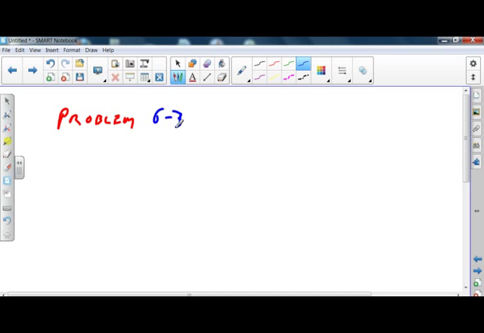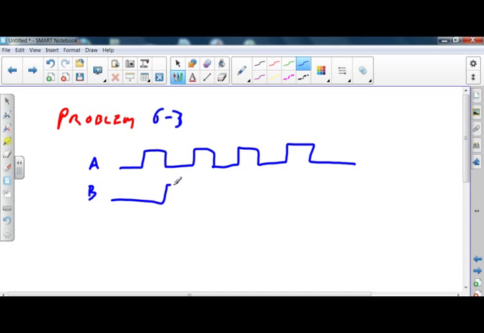Complete the timing diagram. Okay. So I got an A, I got a B. My A goes up and down, up and down, up and down, 4 times. All right. And then my B starts low, goes high, goes low, goes high, goes low. I got that? And then I need an X and a Y.